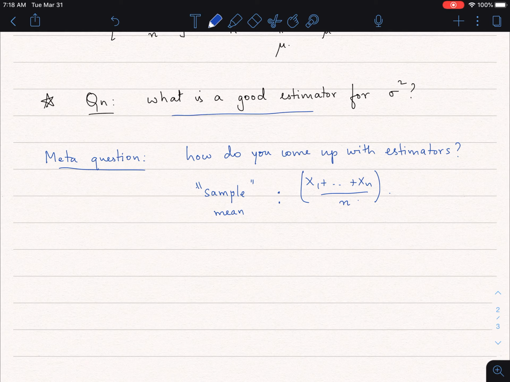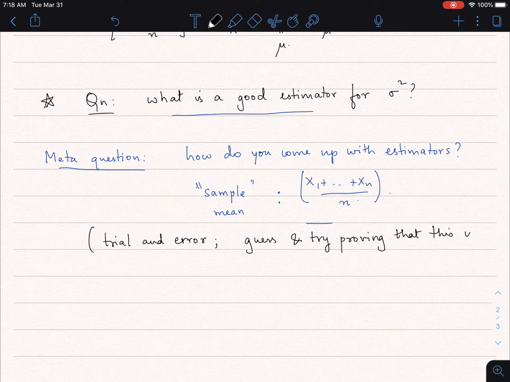In general, you could ask this meta question: if I have some parameter of some distribution, how do I come up with an estimator for that? The answer is that it's usually trial and error. So what does that mean? You guess an estimator and try proving that it is unbiased, or that it has some low variance, or something like that.